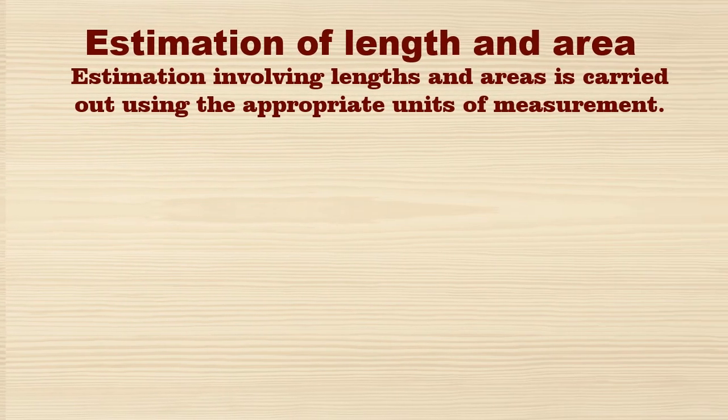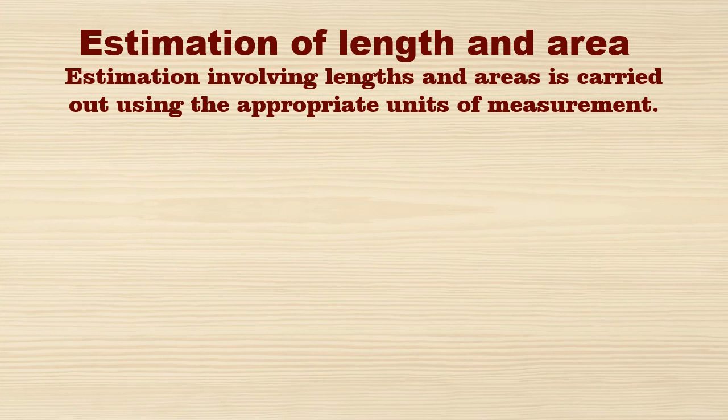Estimation of length and area. Estimation involving length and areas is carried out using appropriate units of measurement. This unit of measurement depends on how big or small the length we want to measure is. The unit we will use to measure the distance between city A and city B is different from the unit we are going to use to measure the height of a man or height of a child. And we can also convert between the units.